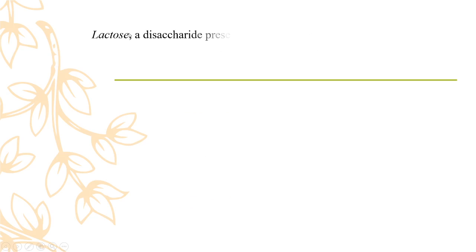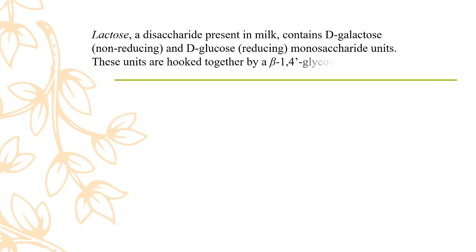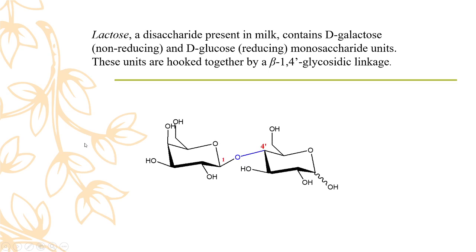The third disaccharide is lactose, a disaccharide present in milk, containing D-galactose. D-galactose is a non-reducing sugar and D-glucose is a reducing sugar. So, lactose can be formed from two monosaccharides, D-galactose and D-glucose. These units are hooked together by a beta 1,4 glycosidic linkage. So you can see here, this is the beta 1,4 glycosidic linkage.